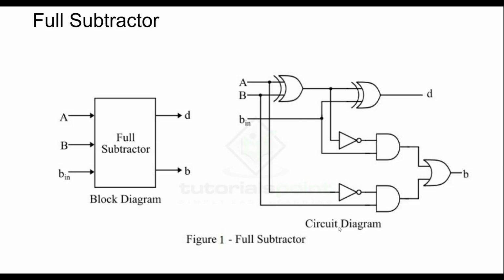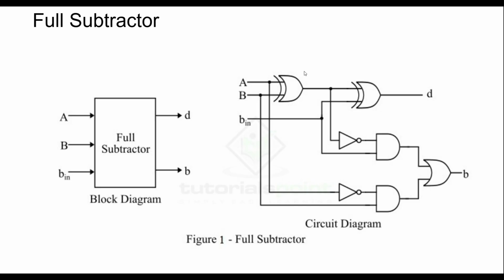See here in this circuit diagram you can see this part, this XOR and this NOT and AND gate. This part is nothing but the half subtractor, okay, and this remaining part is another half subtractor. So by combining two half subtractors we can make one full subtractor. Okay, so this is the circuit diagram for this full subtractor.